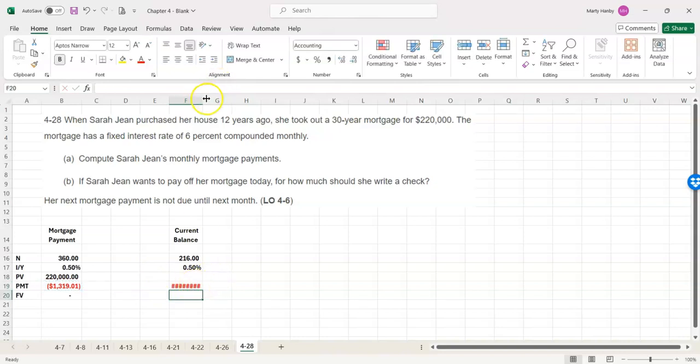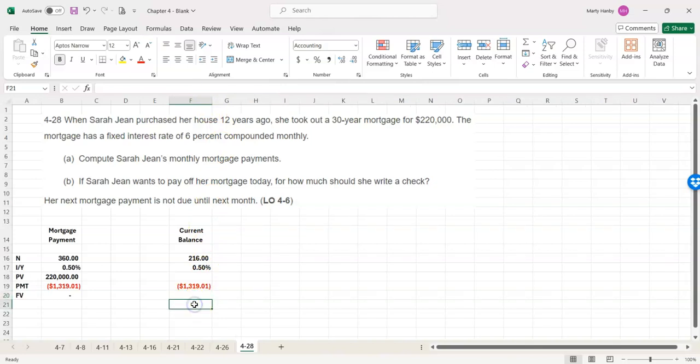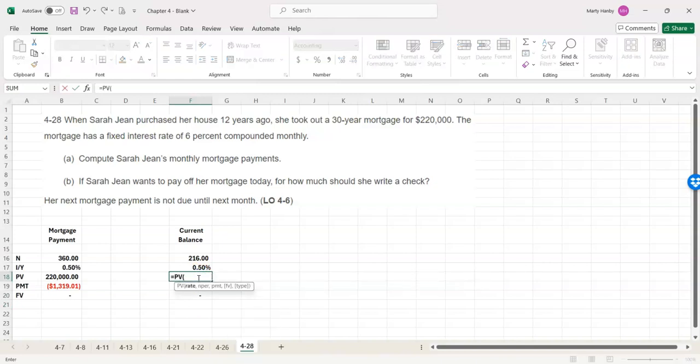So I hit equals and I go over and grab my rate and my payment. And then future value is 0. And so it's a present value calculation, PV. So my rate is still the 0.5%. My number of periods is the 216. And then my payment is the $1,319.01. And then enter my future value there.